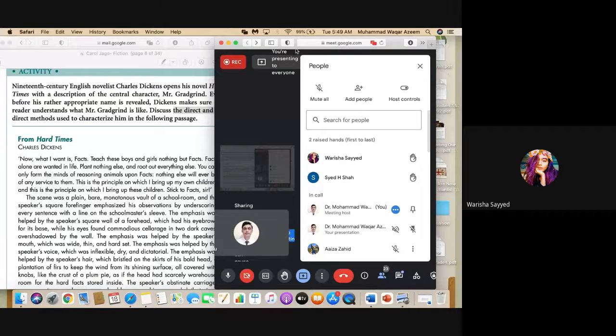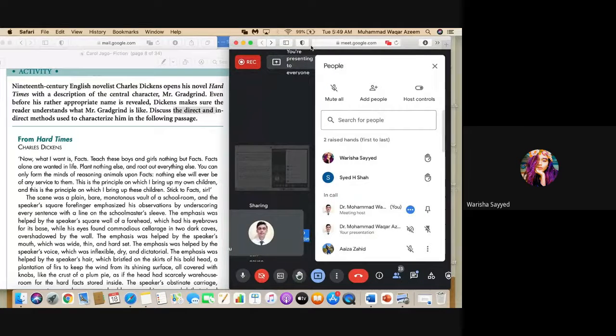Sir, the first paragraph in which the person in the novel is speaking. Now, what I want is facts. The whole paragraph in which he spoke, it's indirect characterization because the writer has portrayed his personality by what he speaks or what he does. So yeah, that's indirect characterization.